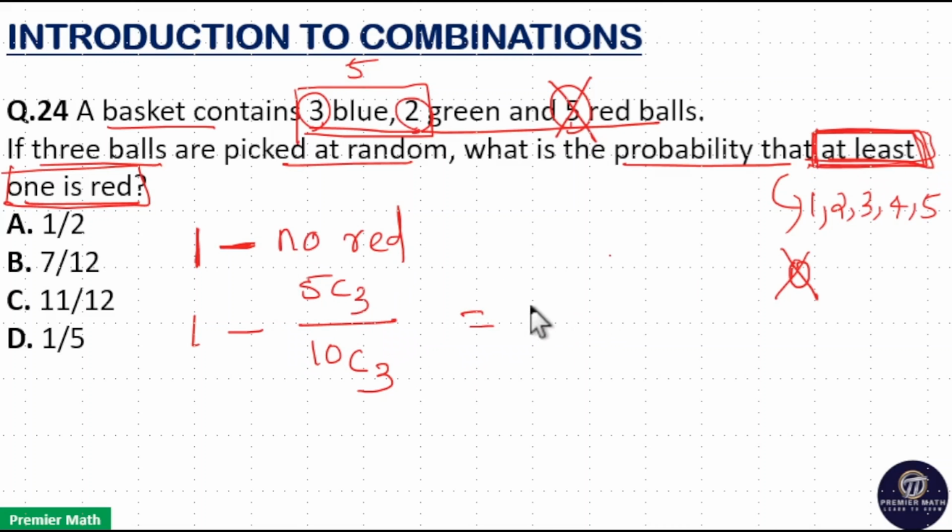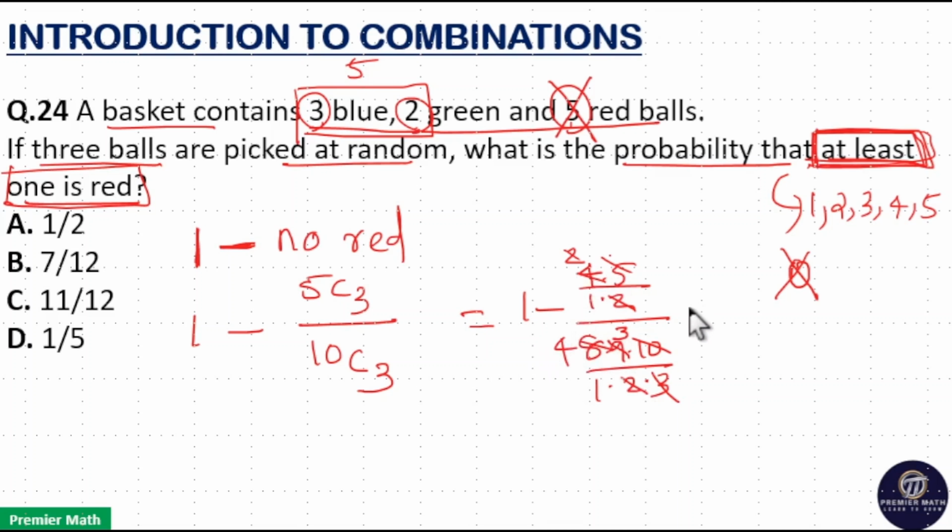Now this is equal to 1 minus 5C3, which is 3 cancel, remaining 4 into 5 divided by 2 factorial, divided by 10C3, which is 7 cancel, 8, 9, 10 divided by 1, 2 and 3. Now 2 goes 2 times in 4, 5 into 2 is 10 cancel, 3 goes 3 times in 9 and 2 goes 4 times in 12. Now this is equal to 1 minus 1 by 12. 1 minus 1 by 12 means 11 by 12. Option C is your answer.